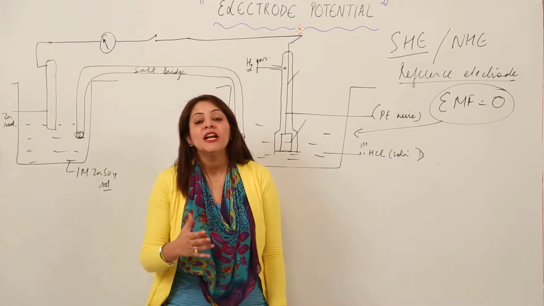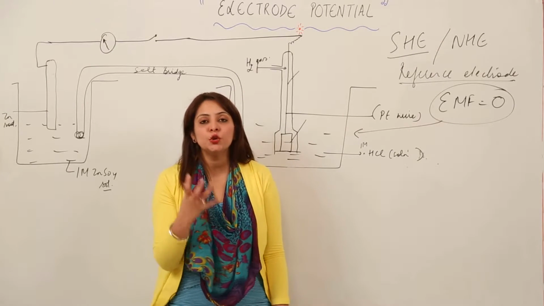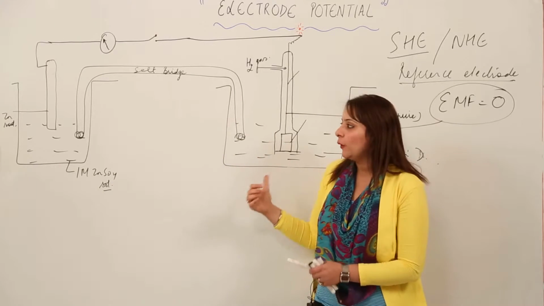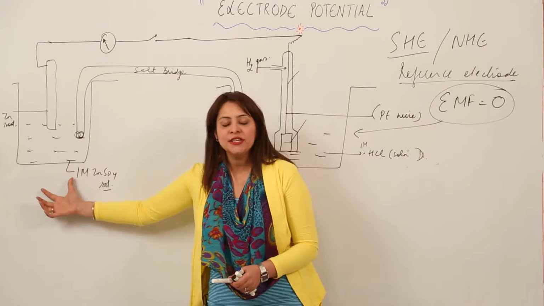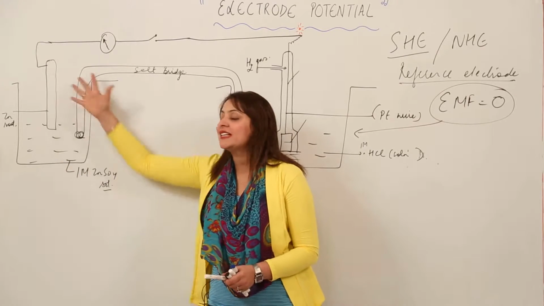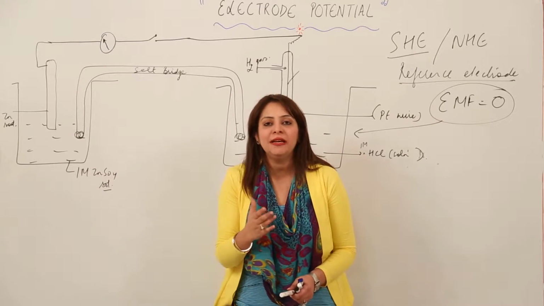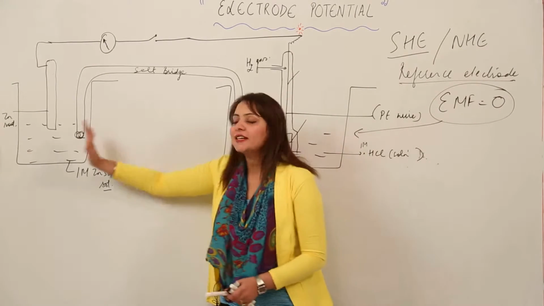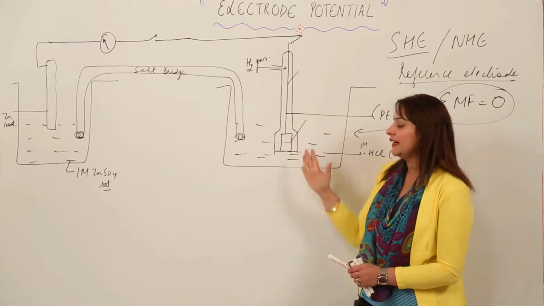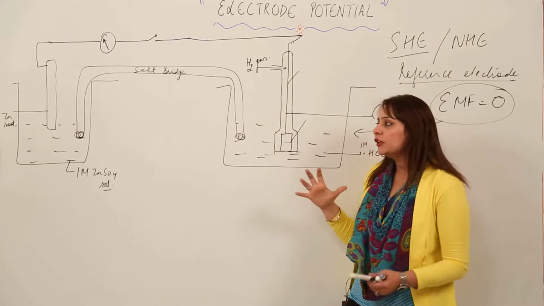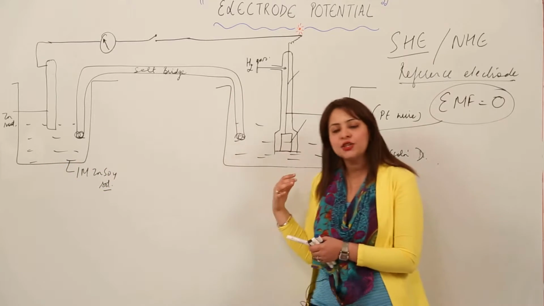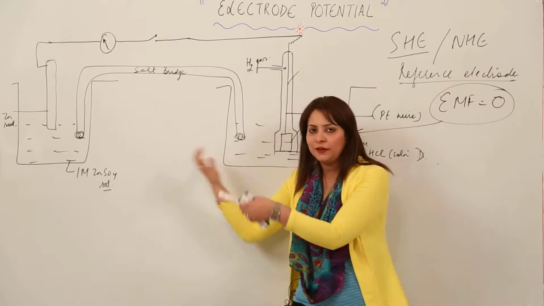Now look at the board, how SHE is used to calculate the potential for the other cell. In this example, I have a zinc electrode dipped in zinc sulfate solution. That is the cell under investigation, the cell whose electrode potential we wish to know. This I have taken and attached to the SHE. You can take either combination; I have taken this on one side and SHE on the other side, you can take it the other way also.